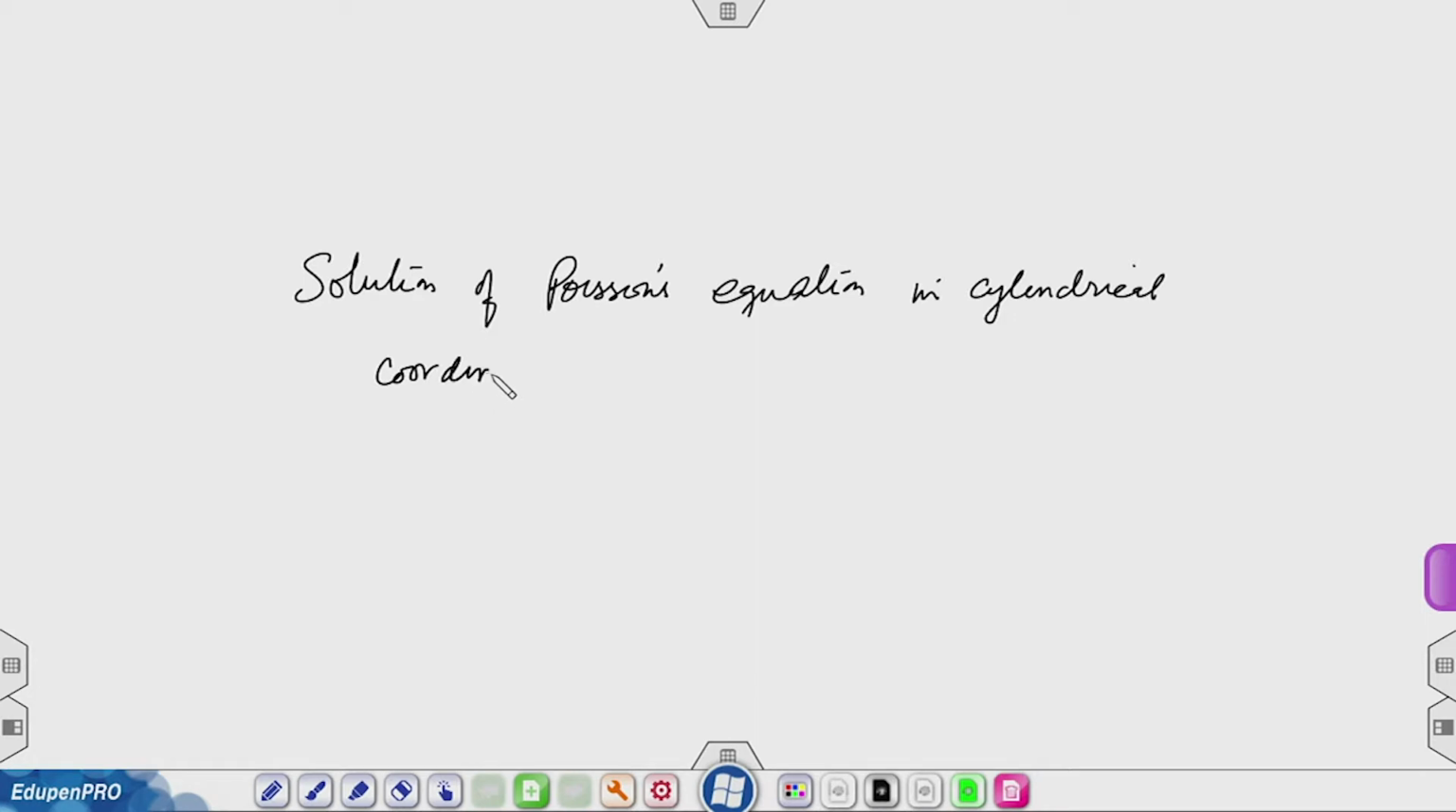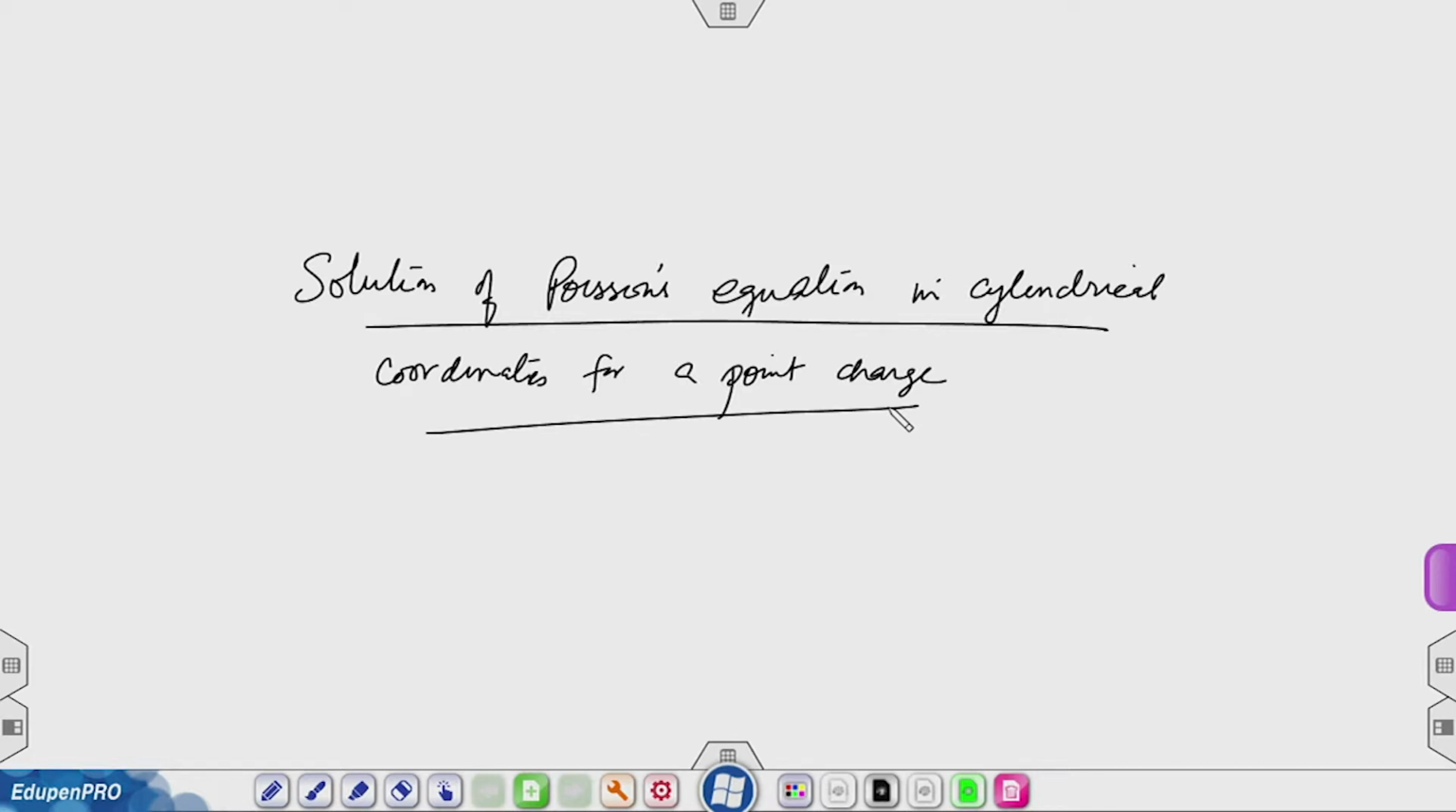Having solved the Poisson's equation for a point charge particle in Cartesian coordinates in the previous lecture, in this lecture I am going to solve the same problem in cylindrical coordinates. The ideas are similar except that now the coordinate system is changed.